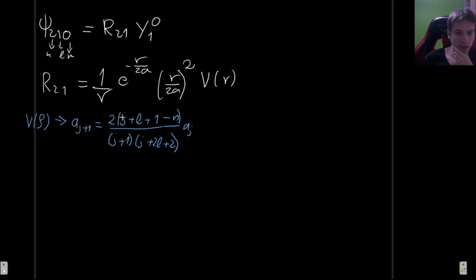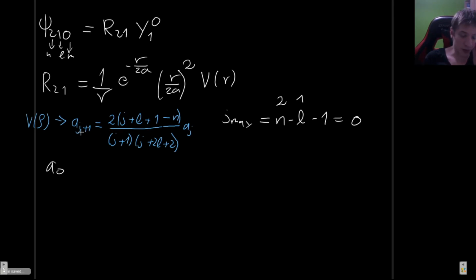What's our maximum j in this particular case? Well, we can determine it by seeing when this is going to be 0. So j max is going to be n minus l minus 1. n in this case is 2, l is 1, and well, minus 1. So the maximum j will be 0. Let's plug that in here. And actually, the fact that it's 0, you can immediately see you will only have the first term, because you will only have a0, because a1, which is when you plug in j equals 0, is already 0, right?